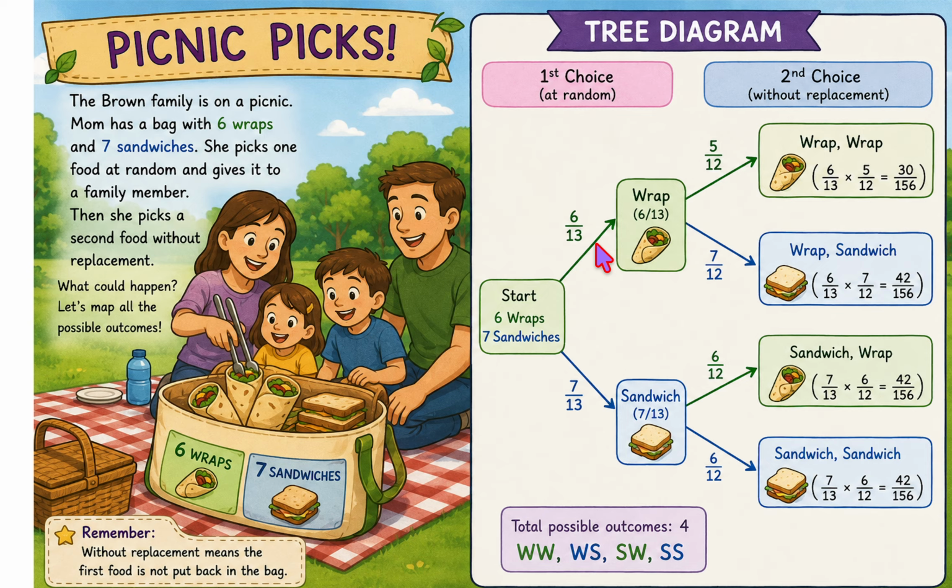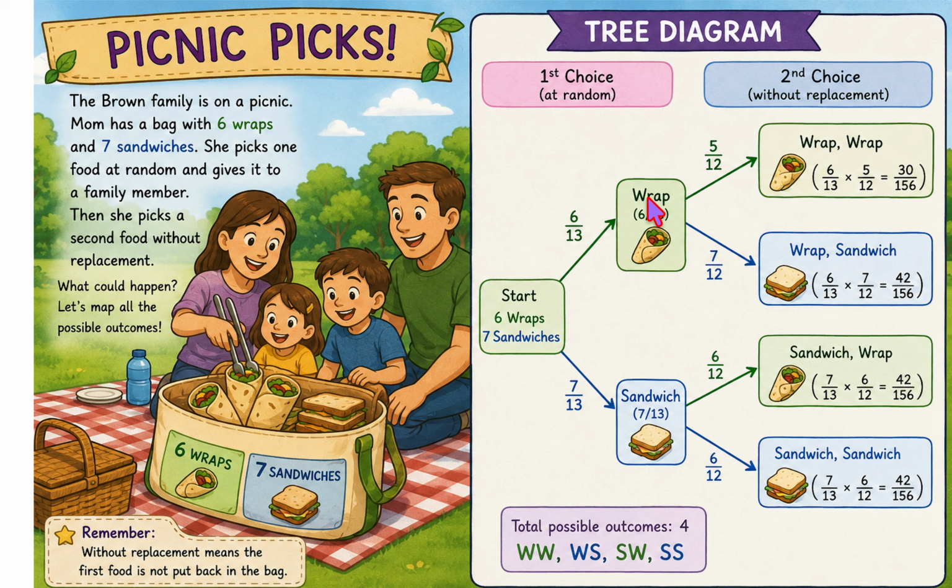Now, the first round, let's take a look at the wrap situation. So we have 6 wraps, and the total count in the bag is 6 plus 7, which is 13. So 6 out of 13 would be on this branch. That's the first choice. In the same way, if it was a sandwich, what are the chances? We have 7 sandwiches, so 7 out of 13. That would be in here.